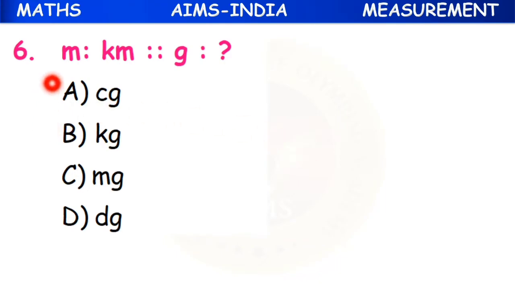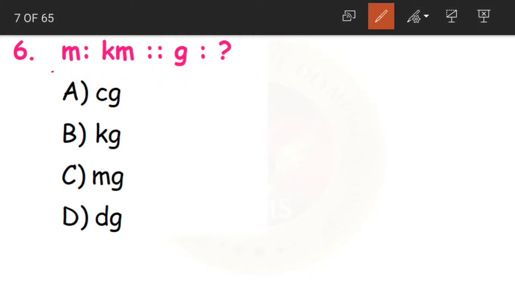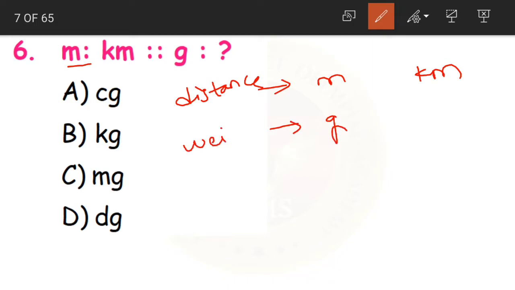Next question 6. Meters is to kilometers as grams is to dash. Meters and kilometers have a certain relationship. So in the same way, grams has a relationship with what? Meters and kilometers are for measuring distances and lengths. Now we have grams here. This is for what, children? For measuring the weight or the mass of the given object.